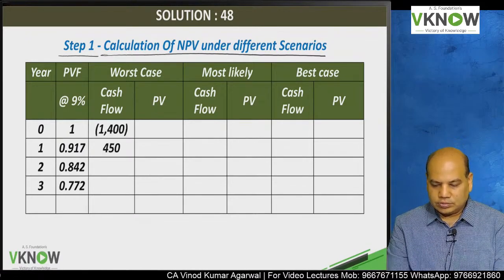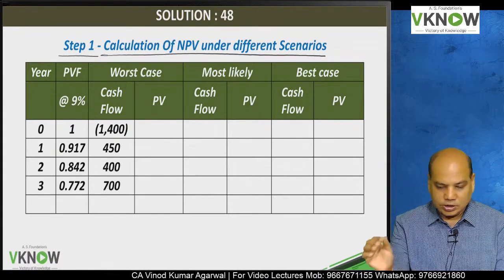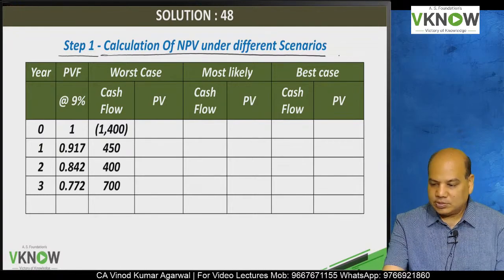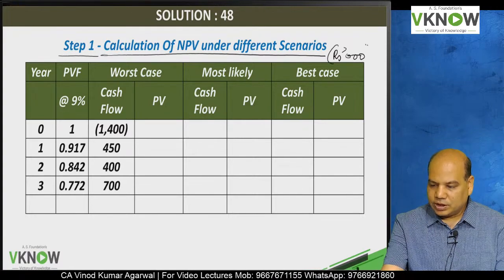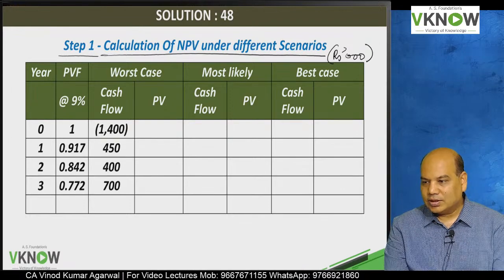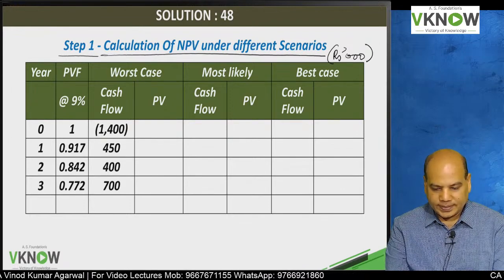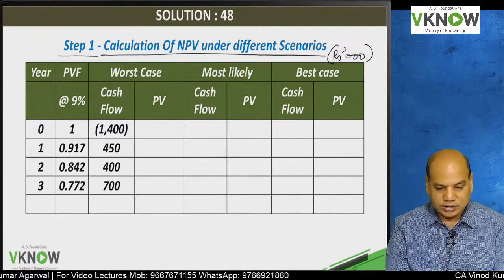Then you write down cash flow in the worst case scenario. Initial investment will be same. Here you write down rupees in 1000. Please write down top right corner rupees in 1000. 1400, 450, 400, 700. Can you see that in worst scenario?